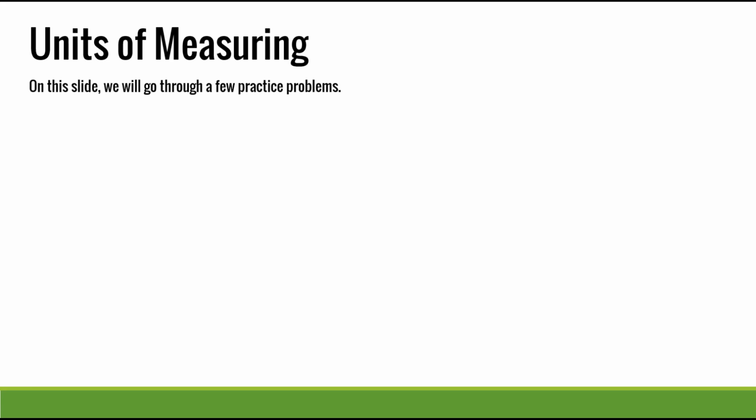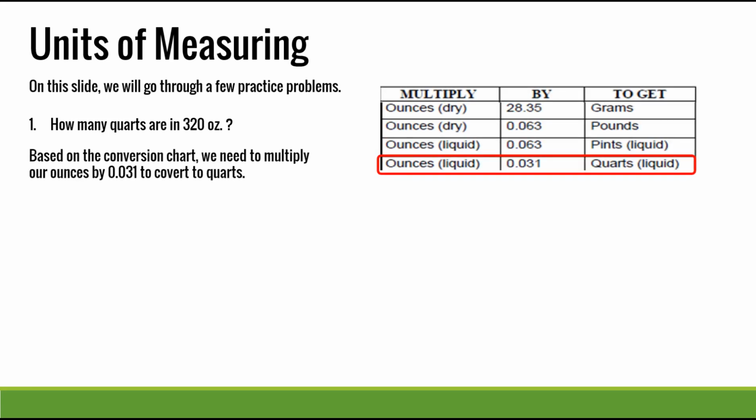On this slide, we'll go through a few practice problems. 1. How many quarts are in 320 ounces? Based on the conversion chart, we need to multiply our ounces by a factor of 0.031 in order to convert it to quarts. So let's go ahead and do that now. 320 ounces multiplied by our conversion factor of 0.031 is equal to 10 quarts.